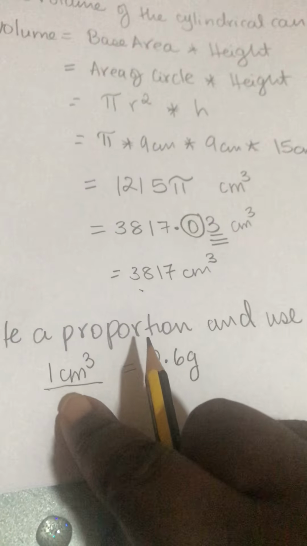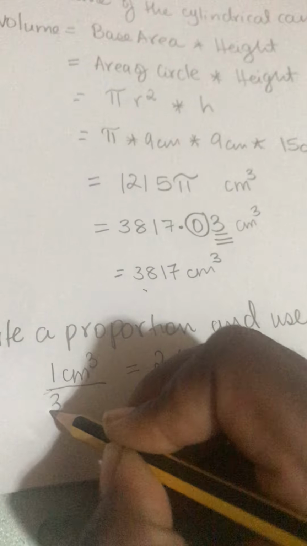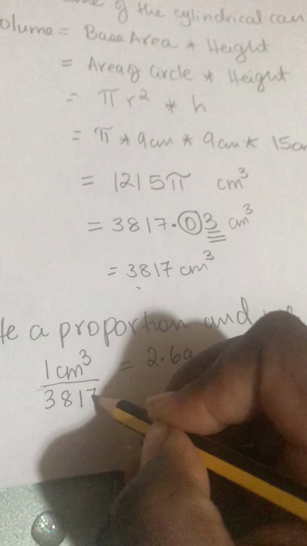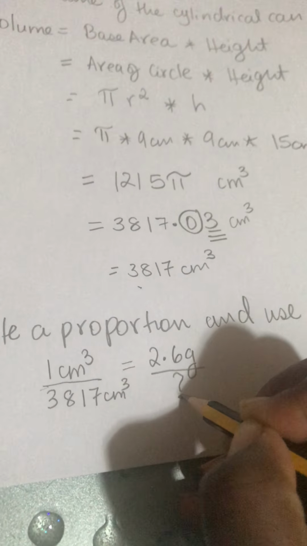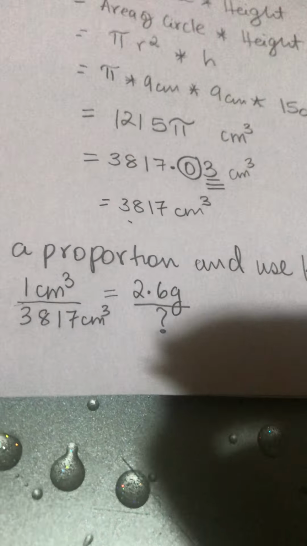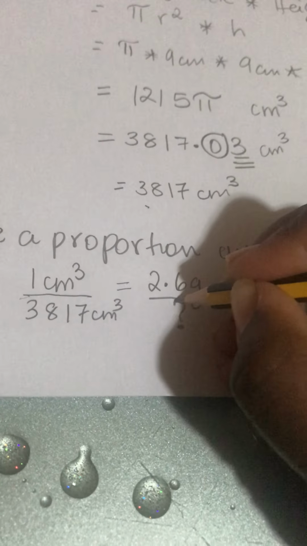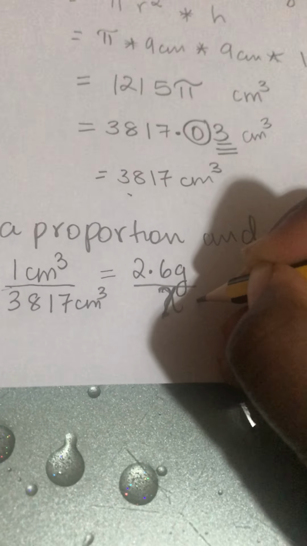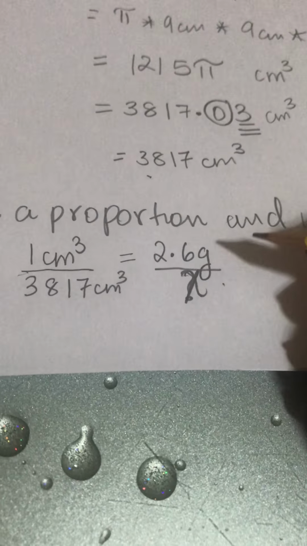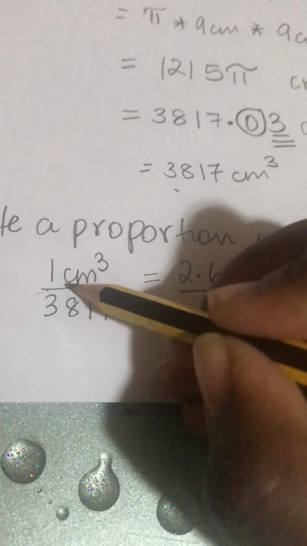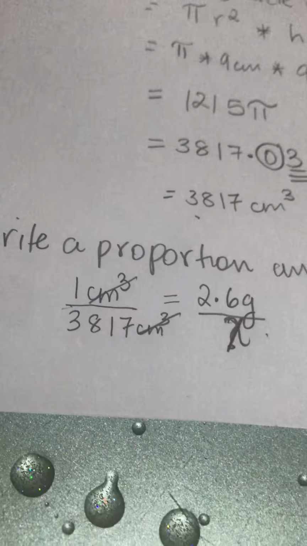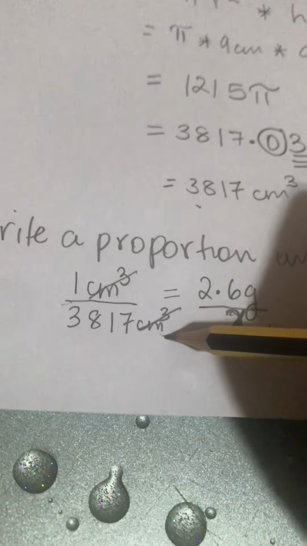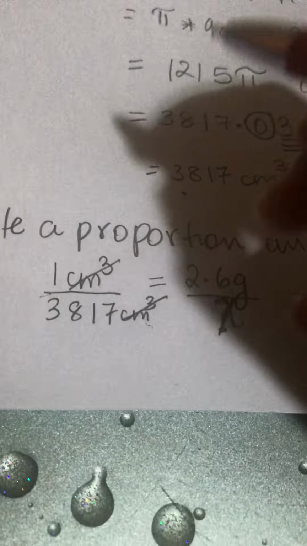Now I have volume. I will put it together with volume. 3,817 centimeter cubed equals to what? That's what the question wants. So I'll put X here instead of question mark. Okay. Now I will do butterfly method. But before I do butterfly method, this cubic centimeter will go away because when I divide, they cross out, because centimeter cubed divided by centimeter cubed gives me 1. So now I do my butterfly method. I draw my butterfly.